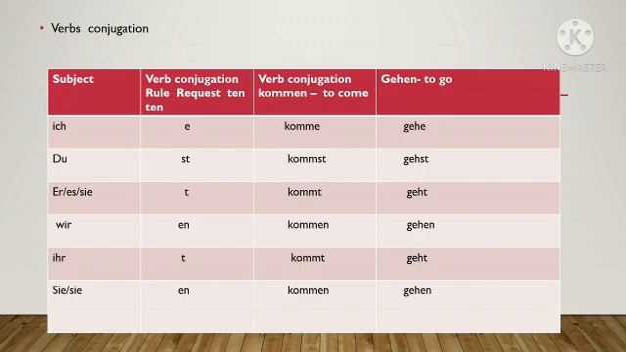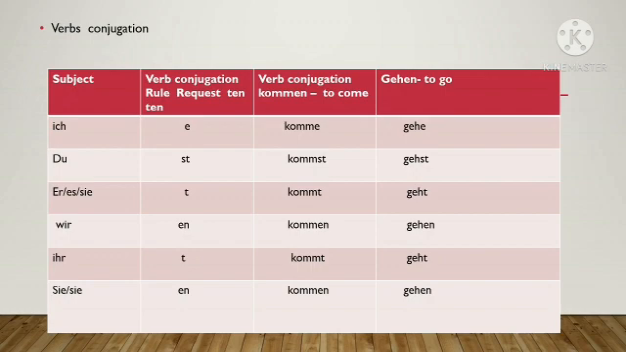Now see this table properly. Subject, then verb conjugation. Two verbs are there, kommen and gehen. If the subject is ich, then we have to add e to the verb stem. What will you do first? You will remove the en of the verb. After removing the en of kommen, what will be there? There will be komm. So we have to add e. So it will become ich komme.